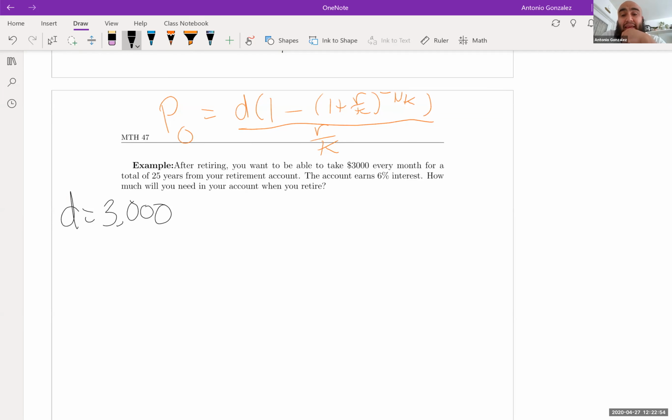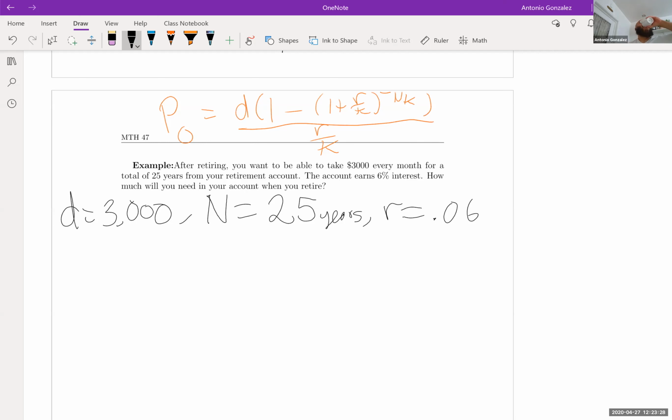Capital N represents the number of years, and we are planning to do this for 25 years. And then the other number we see there is the 6% interest. That one is always easy to identify: the rate is going to be 0.06.